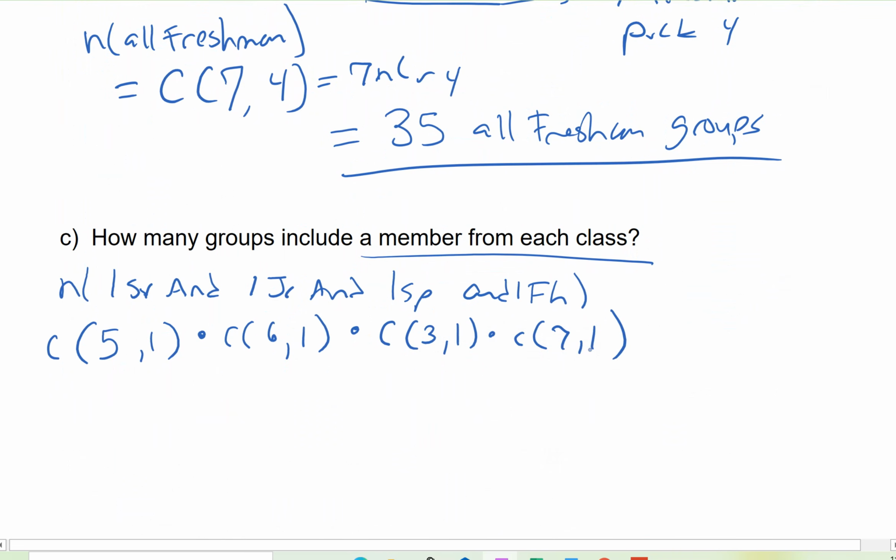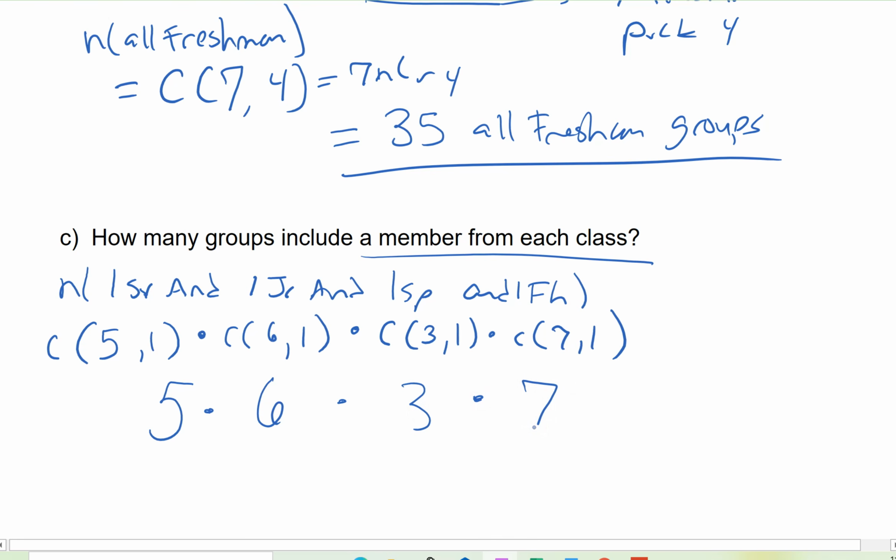Now, technically, it is combination. If you typed it in the calculator to do 5 combination choose 1, or 6 combination choose 1, 3 combination choose 1, 7 combination choose 1, as it turns out, when I'm only choosing 1, it's 1 out of my total. It should make sense. The number's going to come out whatever my total was. If you type it in and verify, check that I'm telling you the truth. If you type in combination 5 choose 1, it comes out 5. There are 5 seniors I can pick from. There are 6 juniors I can pick from. There are 3 sophomores I can pick from. And there are 7 freshmen.